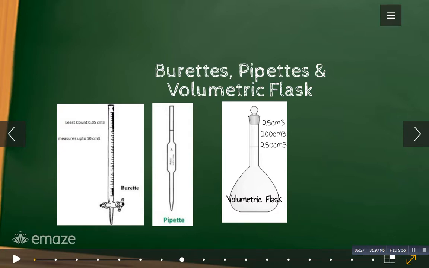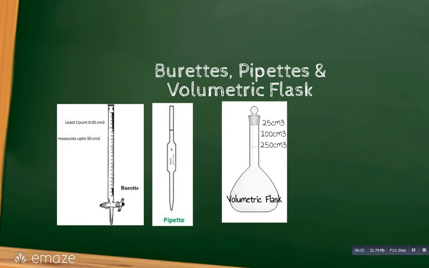The next thing you see in this photo is the pipette. Well, pipettes are used to take an exact volume, and it is of 25 centimeter cube. Usually you will see in the lab that you have a 25 centimeter cube pipette, and it is used to measure an exact volume, not less than or more than 25 centimeter cube. There's a line over here, so you fill the pipette right up to here so that you can get 25 centimeter cube in this case.